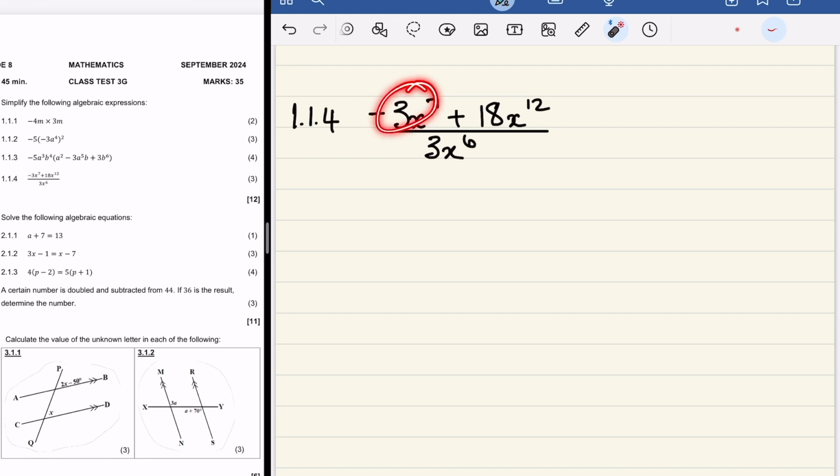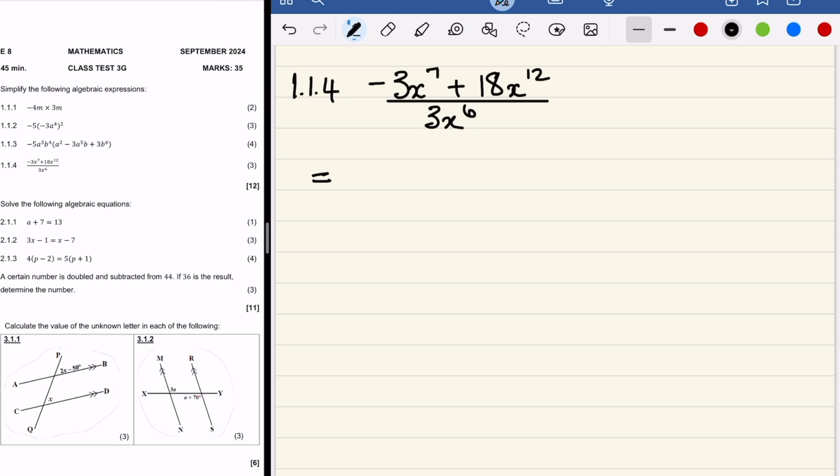There's more than one term in the numerator, but they share the same denominator, and that means I can separate the two terms and essentially make two separate fractions, which will allow me to simplify this easier. So if I split these two numerators and write them as separate fractions over the same denominator, I'm going to have negative 3x to the power 7 over 3x to the power 6 plus 18x to the power 12 over 3x to the power 6. So I've split them. I'm using the same denominator because the two terms in the numerator share that same denominator.